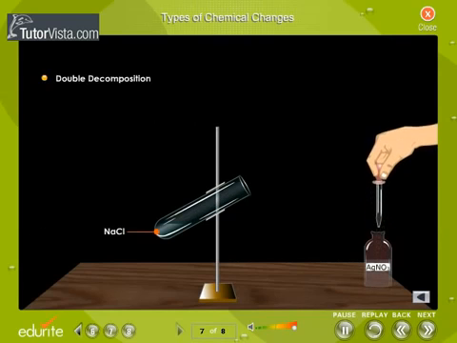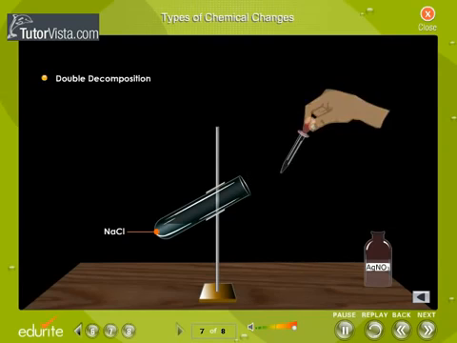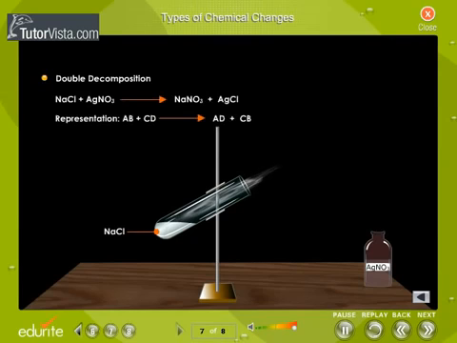When you add silver nitrate to sodium chloride, they decompose to form silver and nitrate radicals and sodium and chloride radicals respectively. These radicals then react in another way to form sodium nitrate and silver chloride. This is called double decomposition.